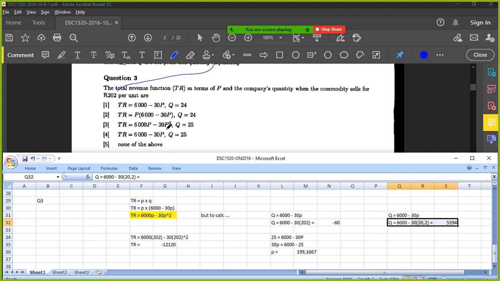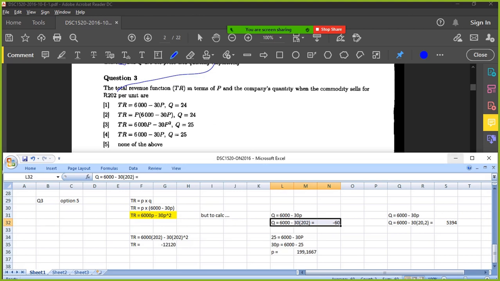So with this option, I would actually choose option 5, none of the above, because this part is incorrect. Quantity cannot be 25 if the price is 202 per unit. It just doesn't work out. If I put in the 202, I should be getting a quantity of minus 60. You can't have negative quantity either. That's also wrong. Does that make sense?